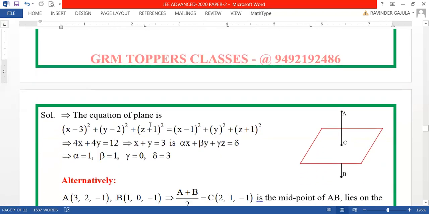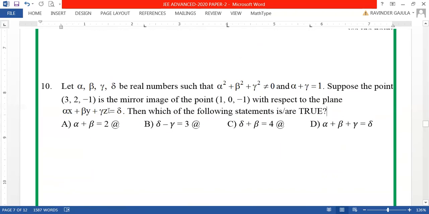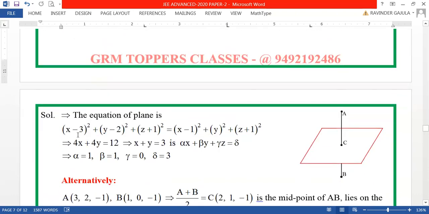Now let us see this. The equation of the plane will be taken as the locus of equidistance, which means PS square equal to PB square for every point P on the plane. PS square equal to PB square. So the points are given as 3, 2, minus 1 and 1, 0, minus 1. You can just substitute here x minus 3 whole square plus y minus 2 whole square and so on, taking PS square equal to PB square.